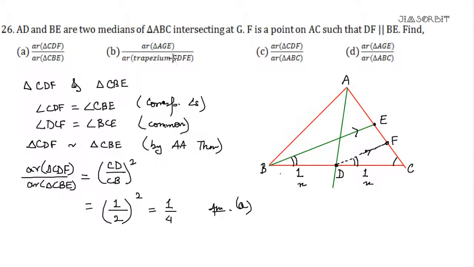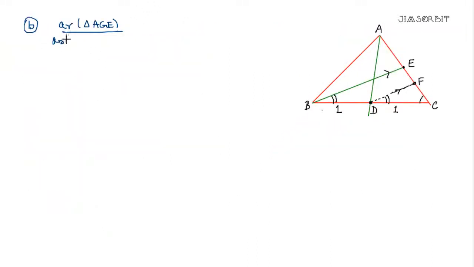Area of trapezium GDFE. Let us try to understand this now. This is G, the centroid, where the medians intersect. So the areas of AGE and trapezium GDFE are what we have to find. If you notice, these two lines are parallel, so this angle and this angle are equal, and also this angle and this angle are equal, because with parallel sides these are corresponding angles. So again AGE is similar to ADF.